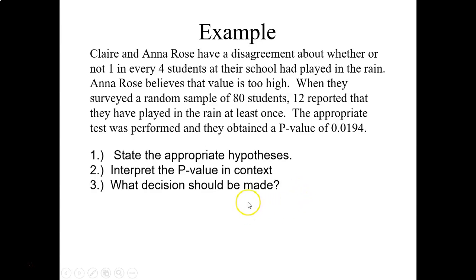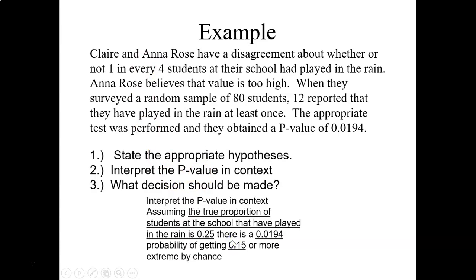All right, welcome back. Let's figure out the appropriate hypotheses. H0 is that p is equal to 0.25. Why p? Because we're looking at a proportion. It's 1 in every 4, which would be 0.25. And HA: Anna Rose believes that value is too high, so our HA is that it is less than that value.